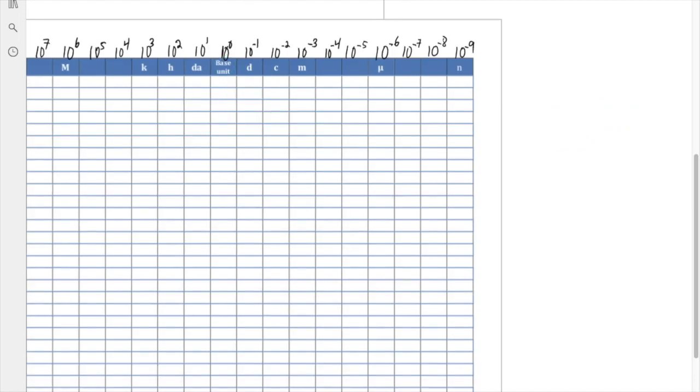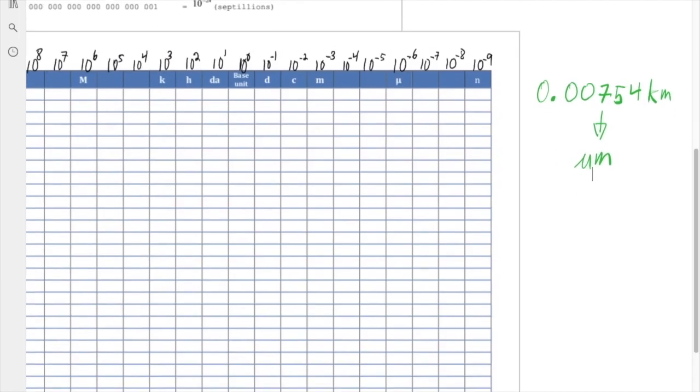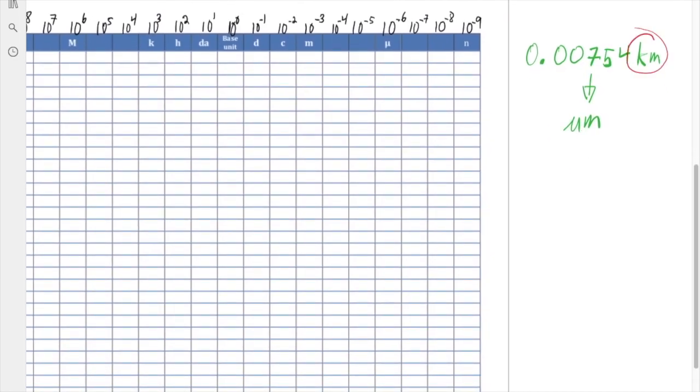Let's do another example. So let's say we want to do 0.00754 kilometers, and we want to convert that into, let's say, micrometers. So we want to convert this kilometers into micrometers. All right. Well, again, step number 1, we have to go to the kilometers column. So that would be this one right here. All right. Next step, put that original decimal place right there, and then fill in the numbers. So we have 0.00754. So there's our original in kilometers.